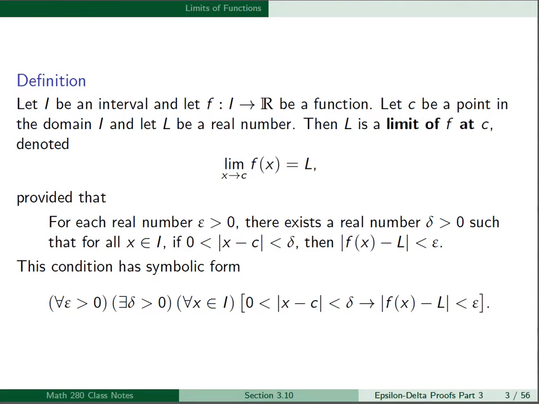This condition has symbolic form: for all epsilon greater than 0, there exists a delta greater than 0 such that for all x in I, 0 less than the absolute value of x minus c less than delta implies the absolute value of f of x minus L is less than epsilon.